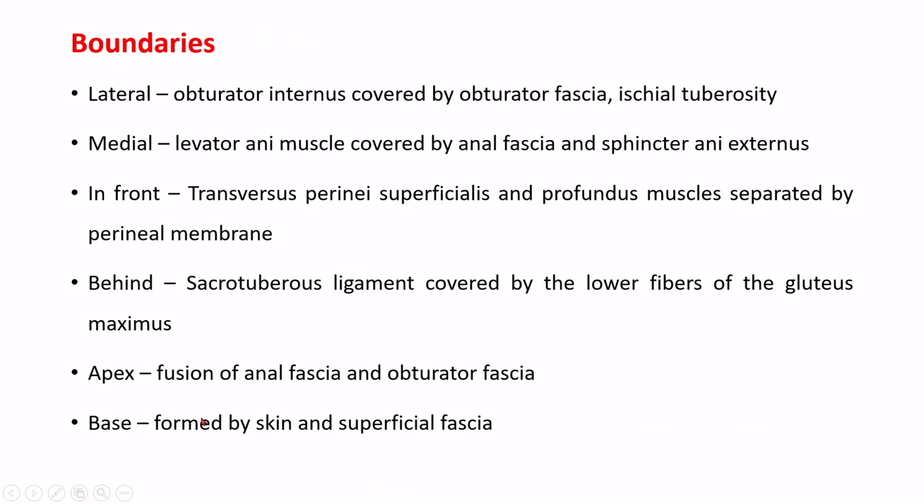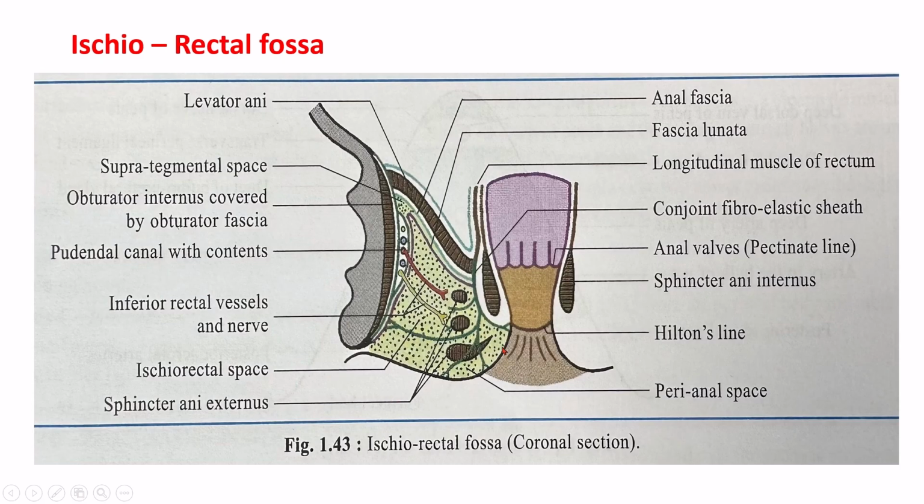And you can see here the base is formed by the skin and superficial fascia. As you observe here, the lateral wall is formed by the obturator internus muscle covered by the obturator fascia, and the ischial tuberosity. The medial wall is formed by the levator ani covered by anal fascia and the sphincter ani externus. The apex is formed by the fusion of the anal fascia with the obturator fascia, and the base is formed by the perianal skin.